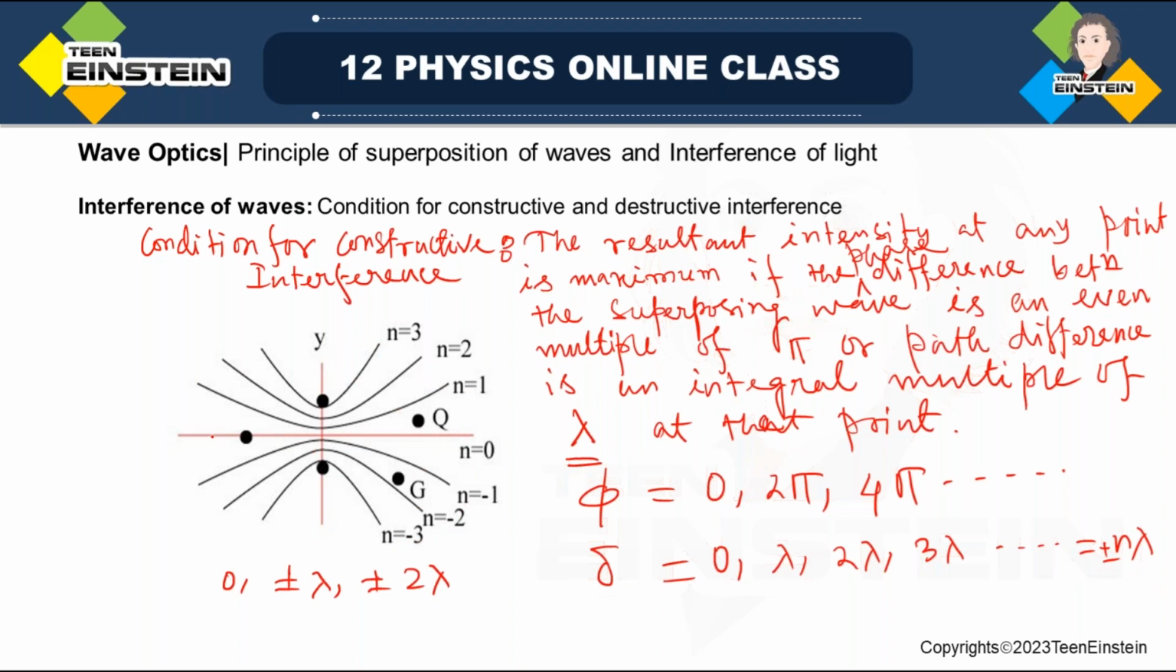Both sides you can see, this is the middle portion, n is equal to 0. Then n is 1, 2, 3 here, and n is equal to -1, -2 on the other side. All the points here have path difference minus lambda, and here minus 2 lambda. On this curve path difference is lambda, here 2 lambda, here 3 lambda, etc. So this is the condition for constructive interference.